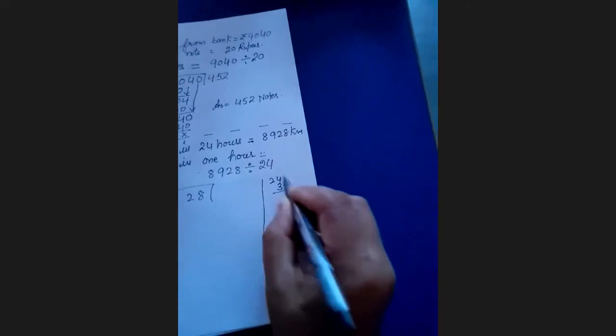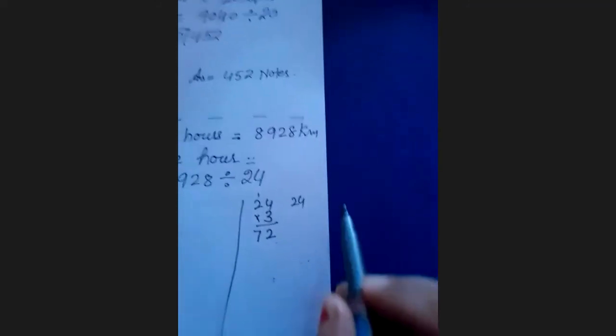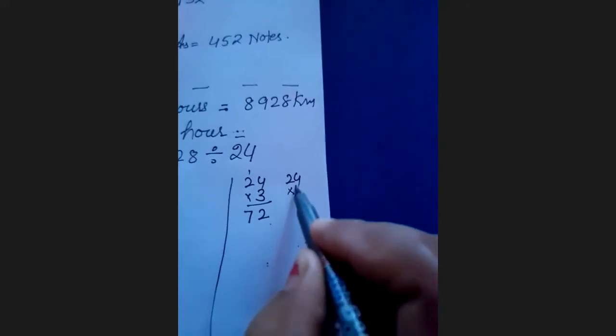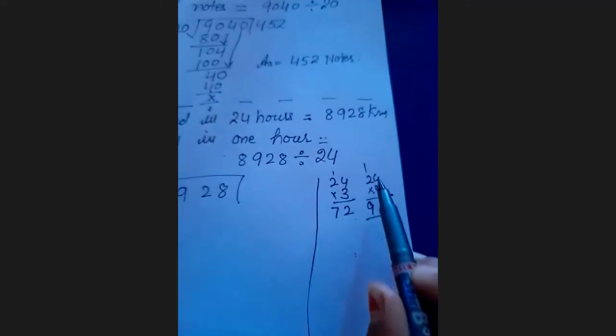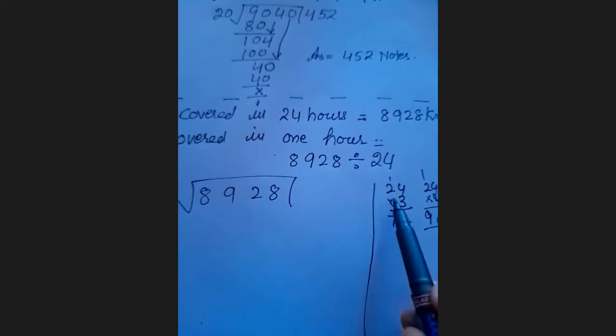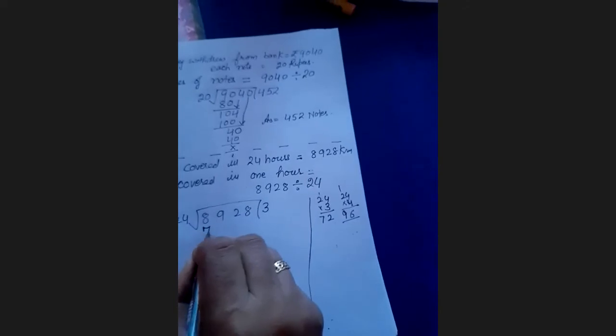Now on the rough side, students, 24 multiplied by 3 is 72. Now 24 multiplied by 4 is 96. But the first number which we consider to divide is 89. And 24 times 4 is 96, and 96 is greater than 89. So in the first step, we will divide by 3. 24 times 3 is 72.